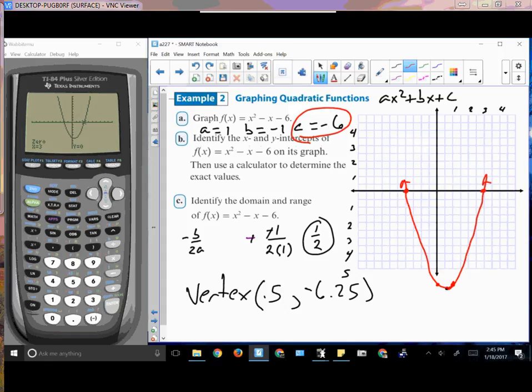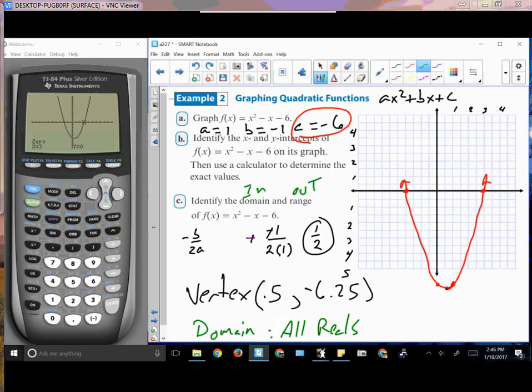Now, using the calculator is 10 times easier than actually trying to go through and do the calculations. Now the last thing that we have to do here is identify the domain and range. Now remember, domain is what goes in, range is what comes out. Okay? Is there a number that I cannot put in here? No. So your domain, all reals.